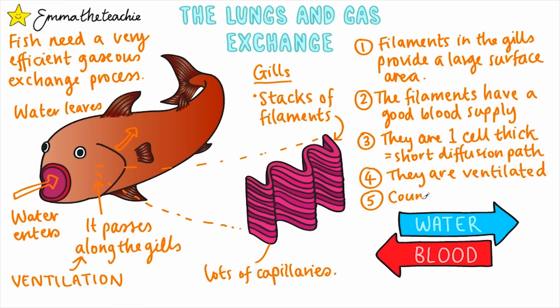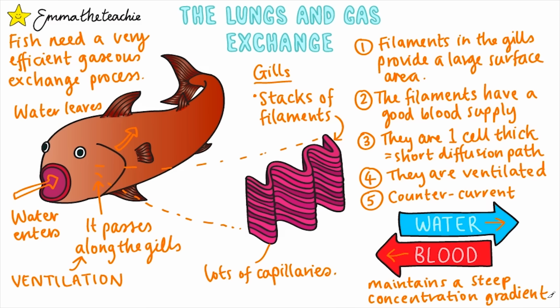And finally, they maintain a counter current. This just means that the blood moves in the opposite direction to the flow of the water. This is good because it maintains a steep concentration gradient for diffusion. Hopefully you can spot that there are some similarities between gas exchange in the human lungs and the gills of the fish.